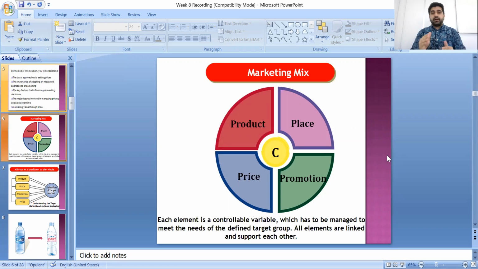Marketing mix means the 4 P's: product, price, place, and promotion. These 4 elements are controllable variables, and they are interconnected with each other. When we are going to launch any product, first we have to identify the target market. These four elements support each other, and they help to find a more accurate target market.